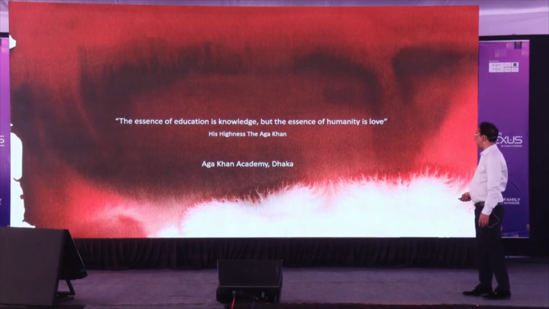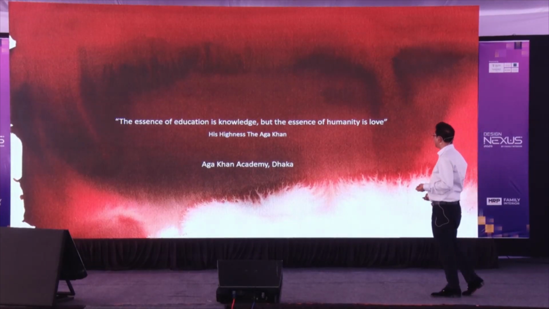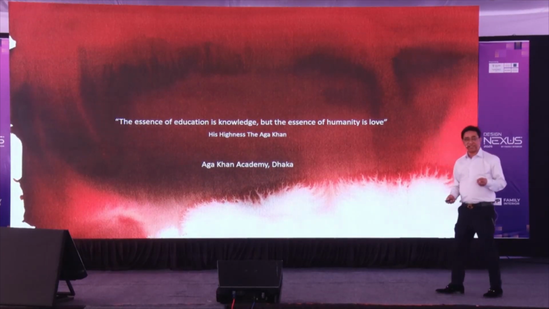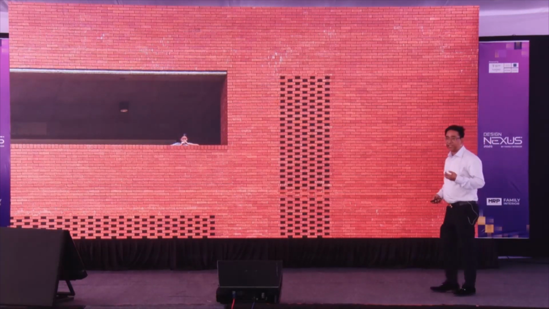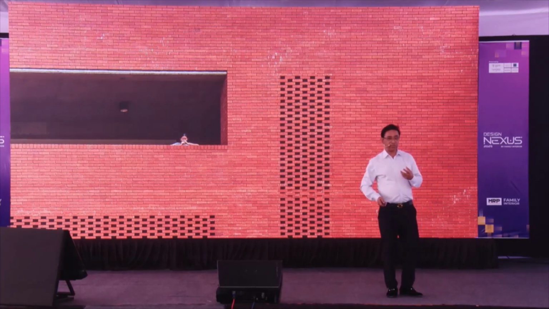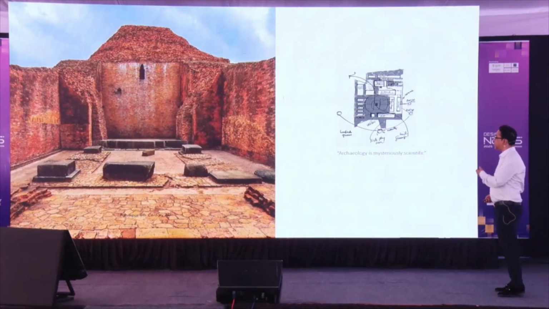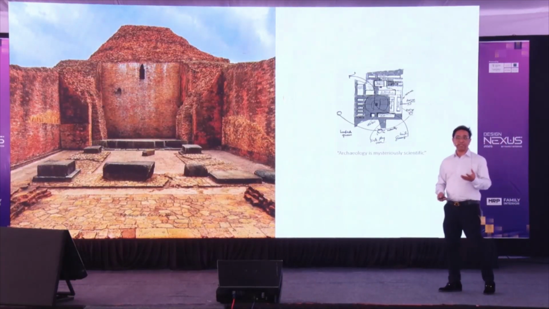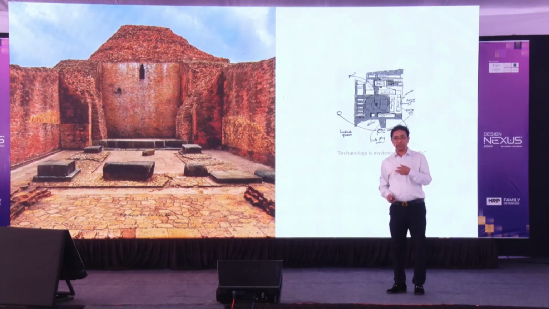But when we move to the academy, where the essence of education is knowledge, but the essence of humanity is love, His Highness the Aga Khan says, and the Aga Khan Academy we did, we just completed the first part now. He wanted the Bangladeshi, the historical Bengal brick, how they have used it for thousands of years. We wanted to do that because this is what you can see, one of the universities of Bangladesh. It is almost a 2,500 year old Buddhist monastery, a university.